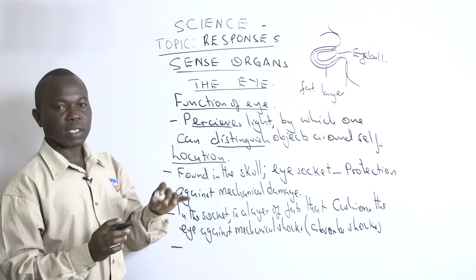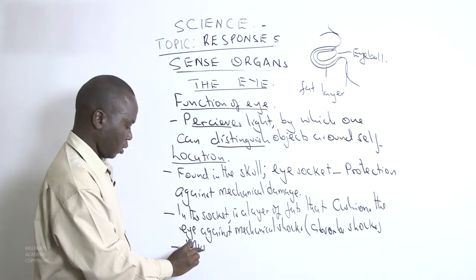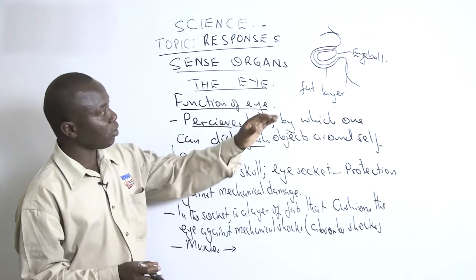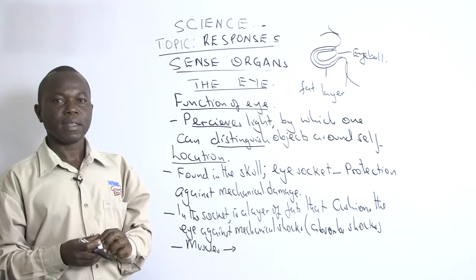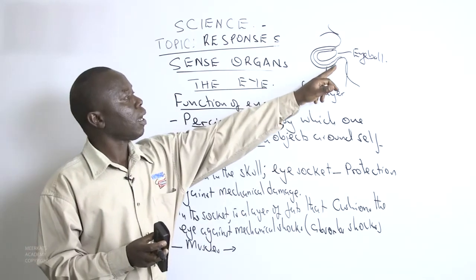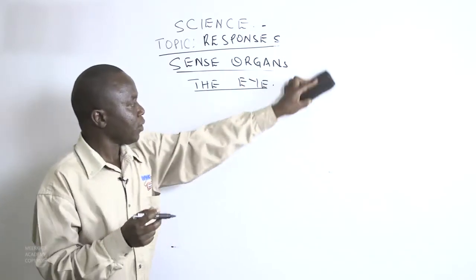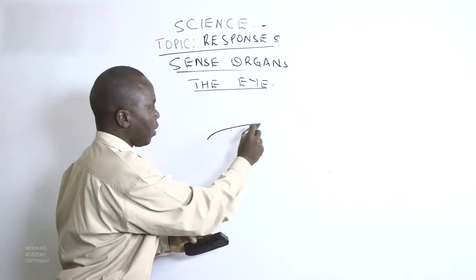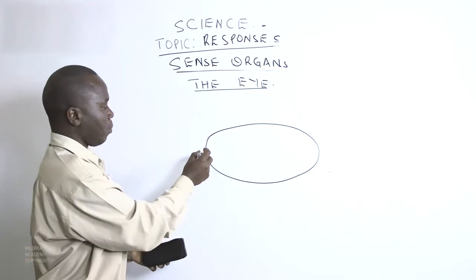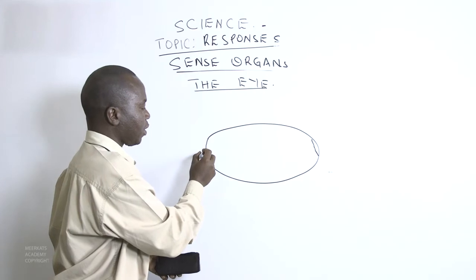Again, in this socket, we have some muscles. We have three types of muscles that will be lining the eyeball, and in the process, they are attached to the eye socket. So we can use a diagram here just to show the position of those muscles. If that's the eyeball, we shall have some muscles.